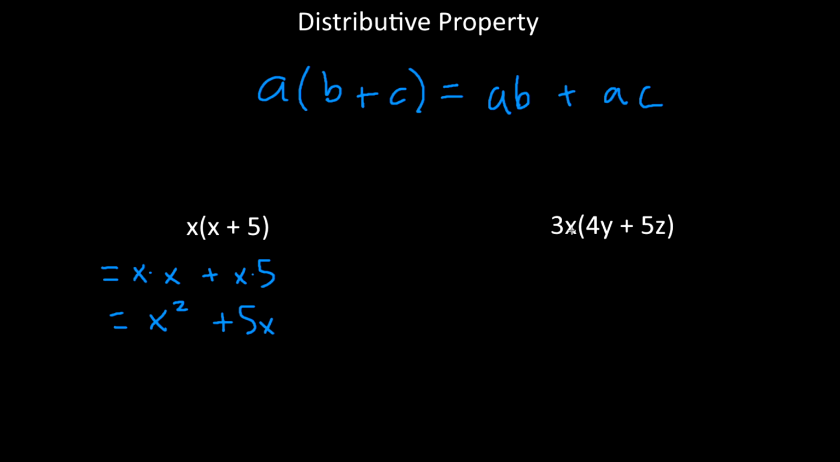Here we want to expand 3x(4y + 5z). Through distributive property, we know that this is equal to 3x times 4y plus 3x times 5z, which is equal to 12xy + 15xz.